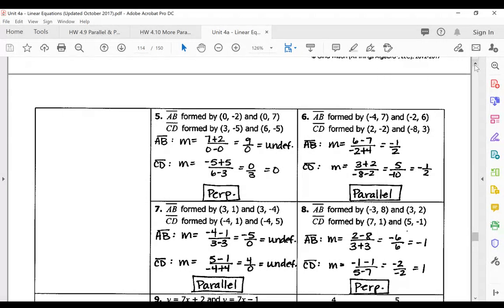In example 7, you get undefined slopes, or 0 in the denominator, for both segments. That means that both of these lines are vertical, like telephone poles, which means that they are parallel to each other. In number 8, you get one slope is -1 and one slope is +1. If you were to write -1 as a fraction, you would write -1 over 1. Well, when you flip it upside down, it's still going to be 1 over 1. So the negative reciprocal of -1 is simply +1. So in number 8, you have a set of perpendicular lines.